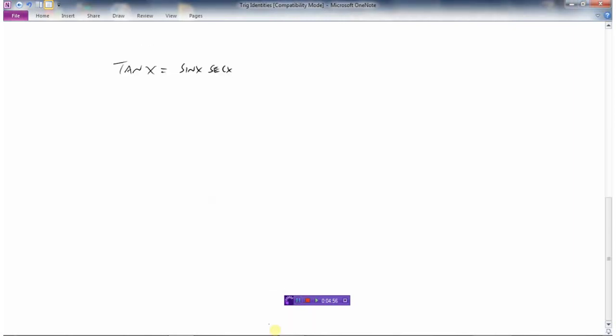So I've written the question here again. And we're going to prove that tan x is equal to sine x times secant x for all values of x, not just pi over 4. In order to do that, we need to look at some identities. And you've seen some of these things before.